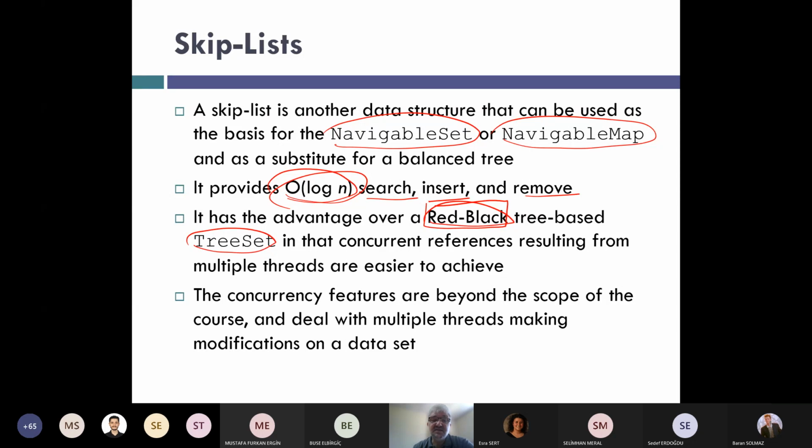Although the worst case is linear in a skip list for all these operations, the average case is still logarithmic, and it is quite a fast data structure for these operations. So you can prefer a skip list because of its concurrency features and good average-case running time. Okay.